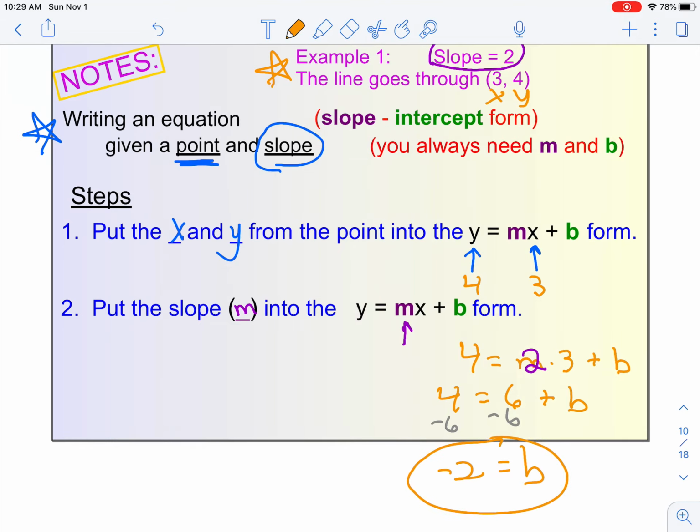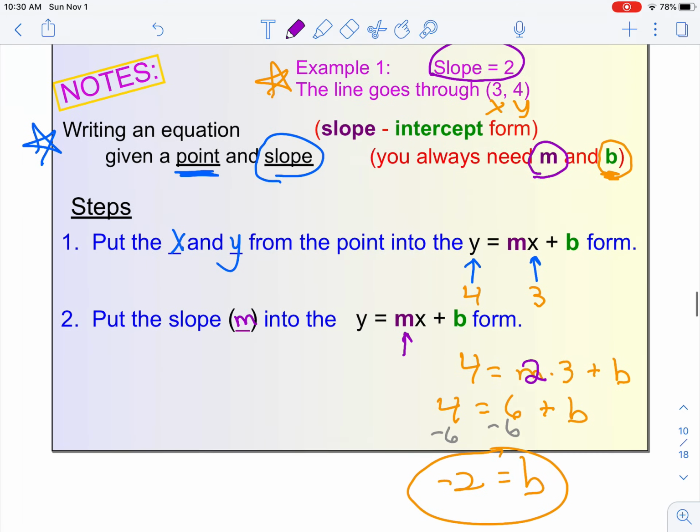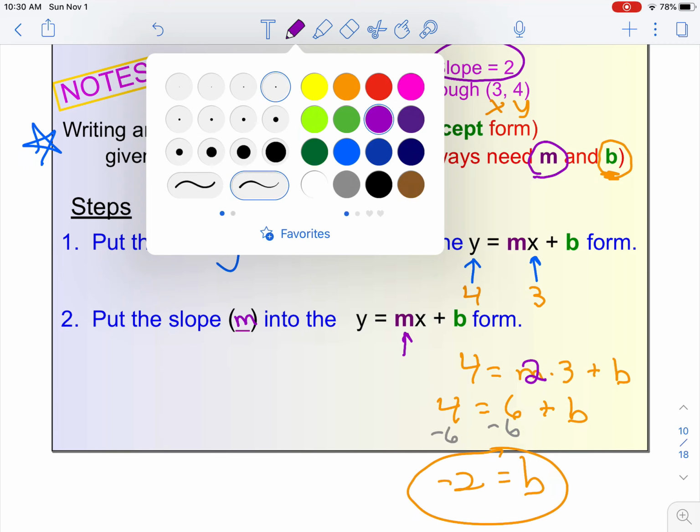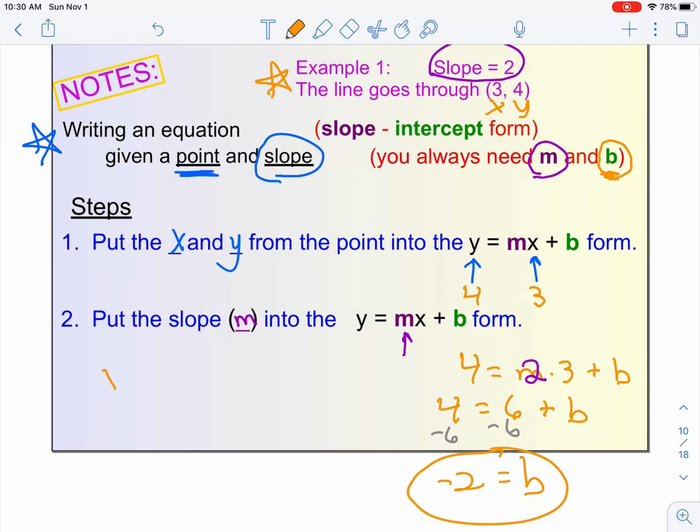So now I have my y-intercept, because remember I always need to have my y-intercept right here, and I already had my slope, remember, that was given to me, so I'm going to put the slope in, and I can write the equation. So the equation of the line that has a slope of 2 and goes through the point 3, 4 becomes y equals, then I put my slope in that I was given, 2x, and then my b value plus a -2, or just -2.